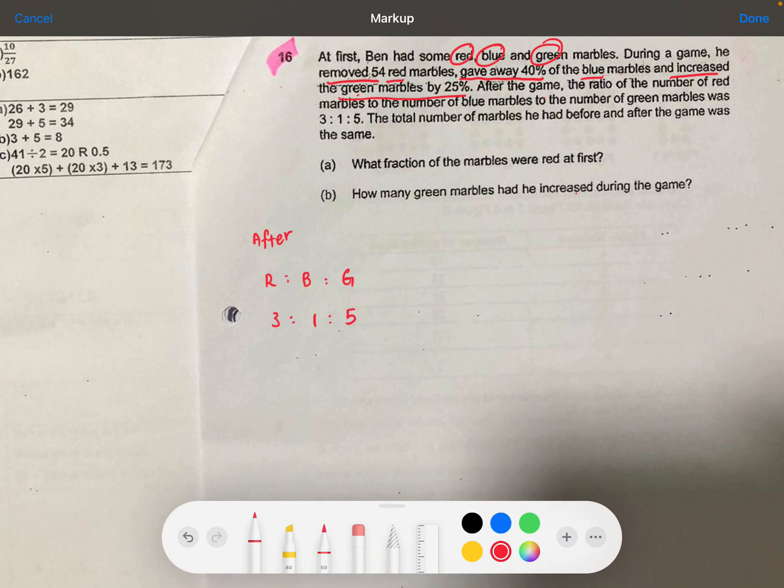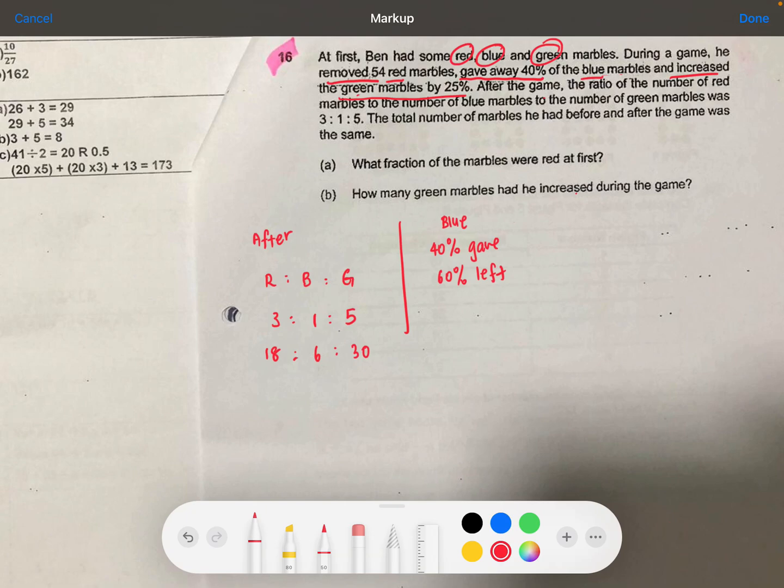Now the first thing I will notice is, if I gave away 40% of the blue, I will be left with 60%. So it means that I will make the blue to be 6 units to represent that 1 unit is 10%. So if I times 6, everything will be times 6 as well. Alright, so my after ratio has changed.